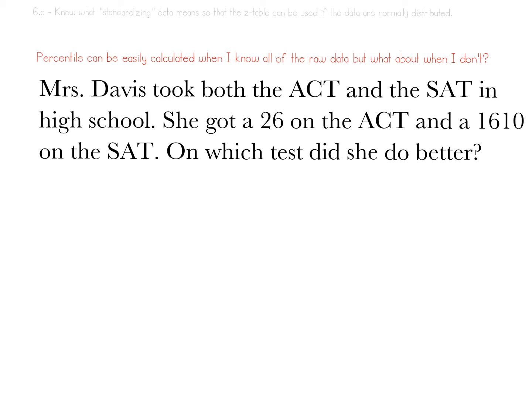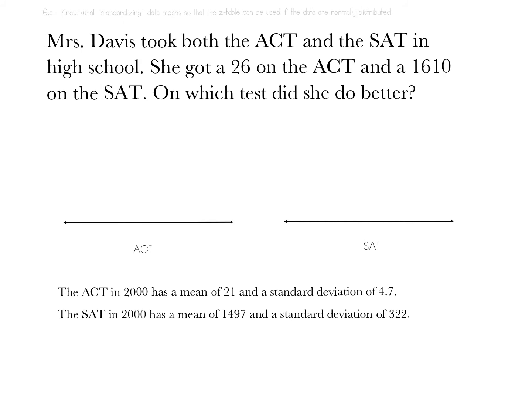Alright, so percentile can be easily calculated when I know the raw data. So I saw how many total points, I saw how many did better, how many did worse. But what about a test I don't know the information about? All I know is my score, and I want to know which test I did better. So if I can gather 2 more pieces of information, I'm going to be able to standardize those 2 scores to be able to compare them. Alright, so if I know the mean and the standard deviation, I can then standardize to compare those.